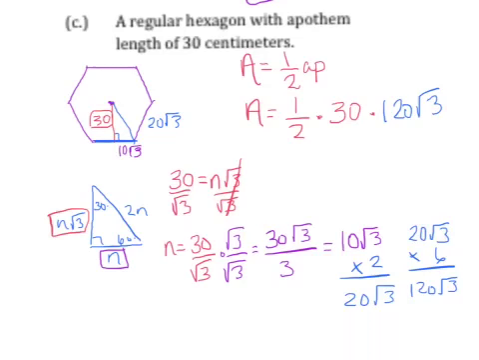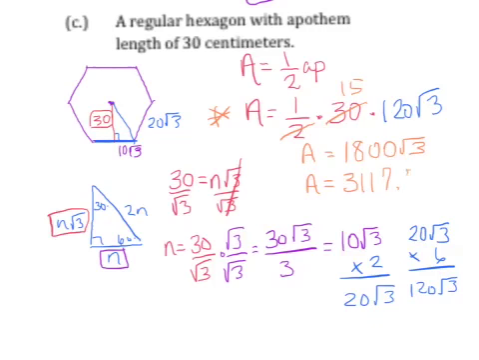Now we need to go up here and simplify this. So I'm going to reduce the 30 with the 2, which will give me 15. So I just have to multiply 15 times 120 root 3. This gives us 1800 root 3. And if you need it to be in decimal form, it would be 3,117.7 centimeters squared.